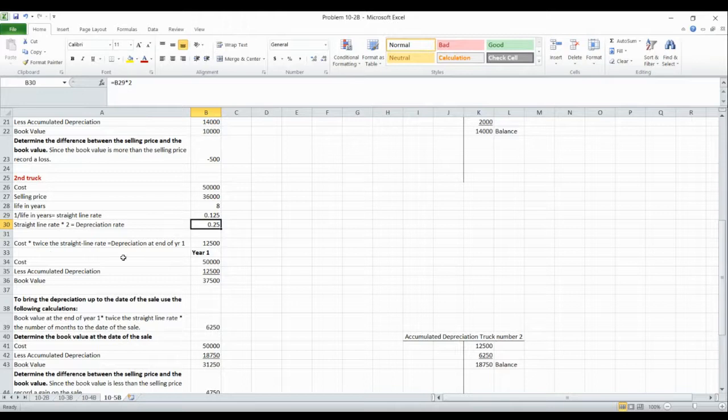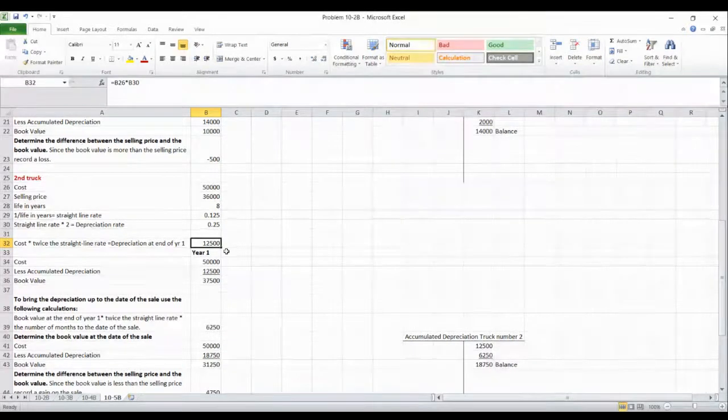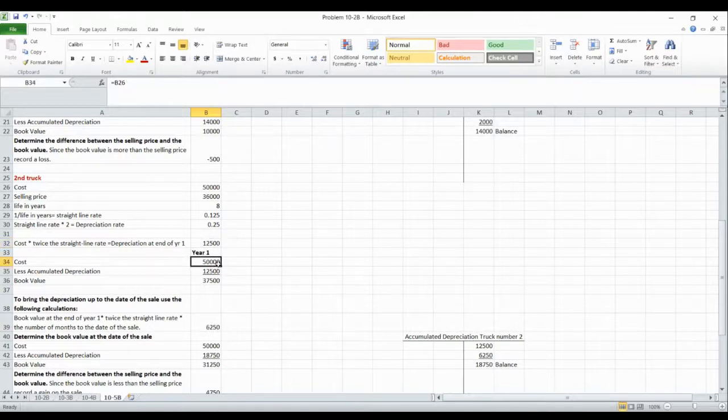At the end of year one, we will take the cost of the asset and multiply that by twice the straight line rate. Because this was for a full year, the depreciation expense will be $12,500. At the end of year one, the book value of that asset would be the cost minus the accumulated depreciation at the end of year one, which will give you $37,500. That's the book value at the end of year one, and this is the amount that would go on your balance sheet.